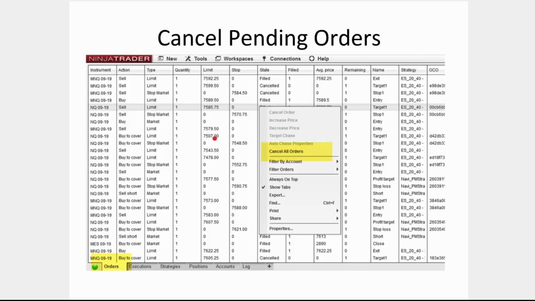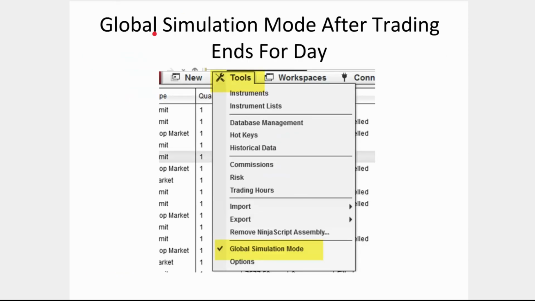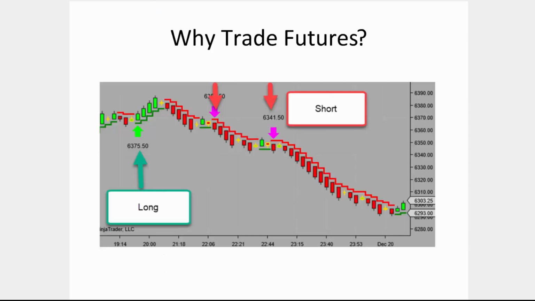Here's the screen. You can check any pending orders just by clicking on this Orders tab and click on Cancel All Orders. For Global Simulation Mode, you can go to this Tools menu, go down to Global Simulation Mode, put a check mark next to it. I like to do that at the end of every day.